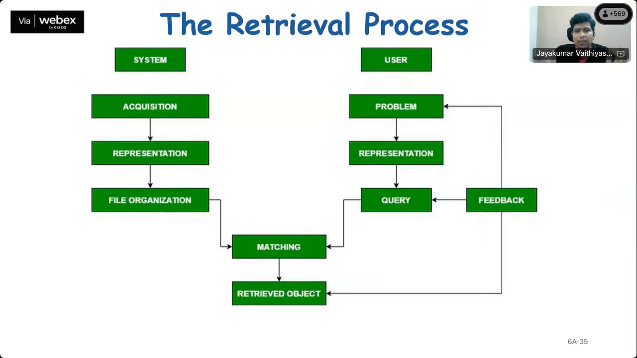You can think of it in this way. There is a system, and there is a user. The user wants to know some information on the right-hand side, and he will create some problem statement or query statement. He will generate some query. This query is sent to your system. Your system will acquire information from the database. It will represent it through a file organization. If your query and the information match, it will send it back to you, to your user ID.